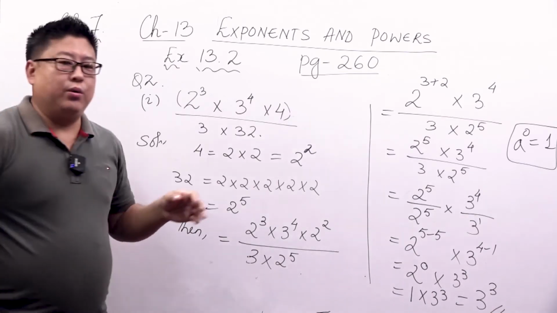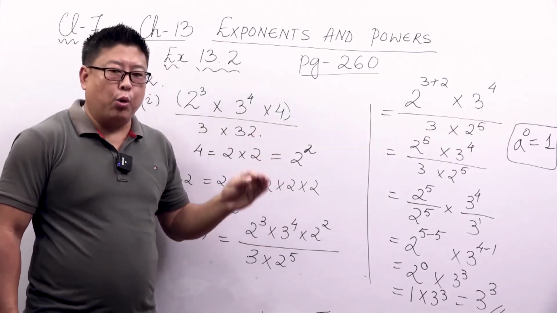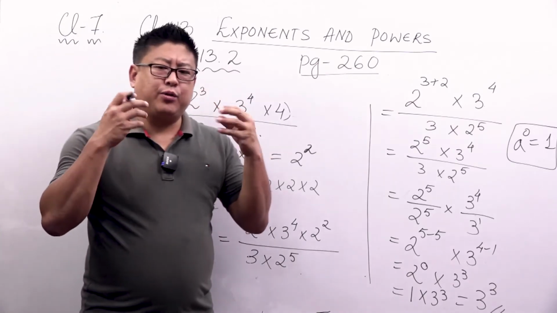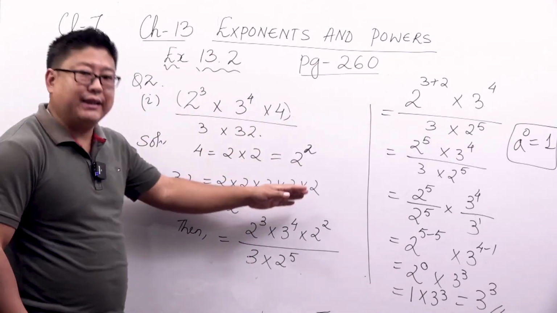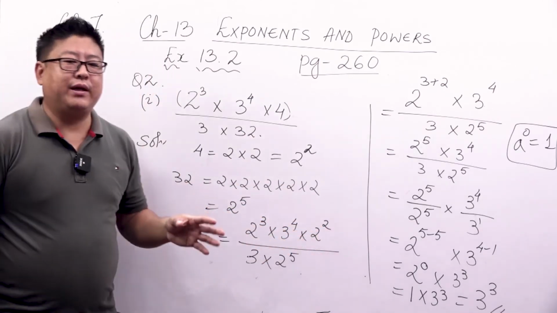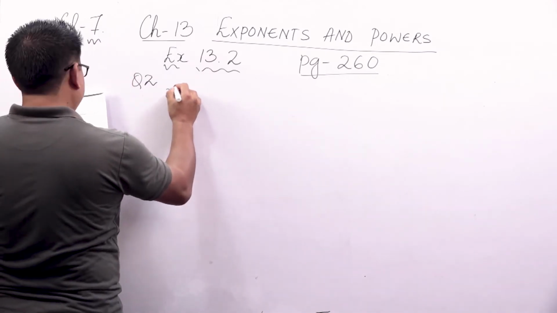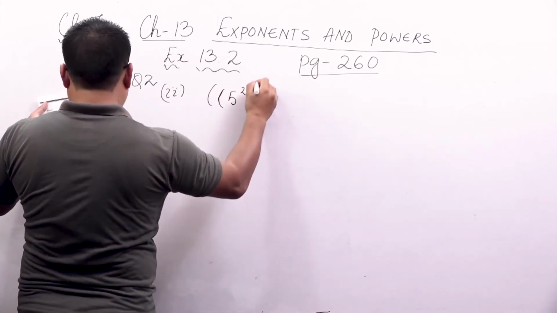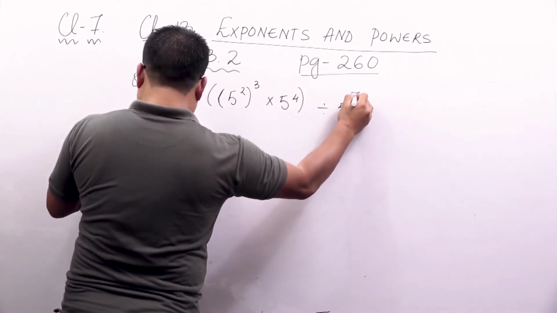Okay? So to be able to solve all this, you have to know all the laws. Please have those laws with you so that you can utilize them anytime. You have to be very familiar with it. To be familiar with it, you have to practice a lot. Let's look at 2. So we have 5 to the power 2 to the power 3 into 5 to the power 4 divide 5 to the power 7.